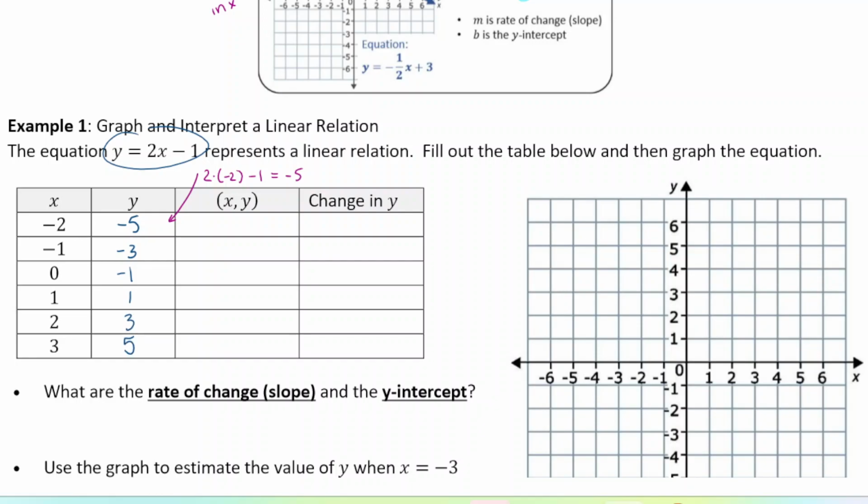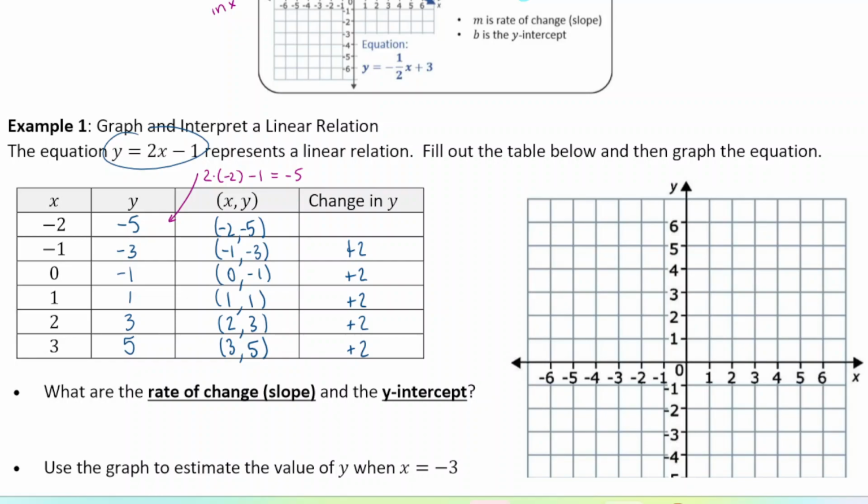So if I look at the change in the y values, I'm always getting a plus 2, plus 2, plus 2, plus 2. My coordinates of my points are just simply the x value and the y value, and these are the points that we're going to be plotting on the graph. Negative 2, negative 5; negative 1, negative 3; 0, negative 1; 1, 1; 2, 3; and 3, 5.